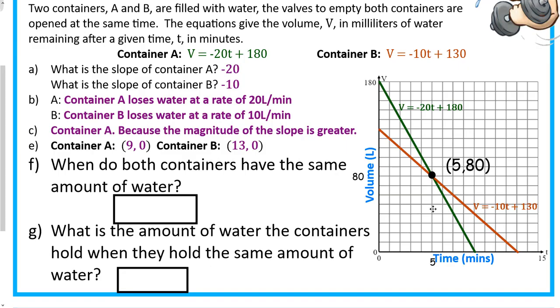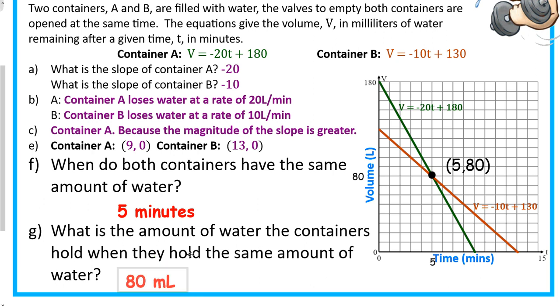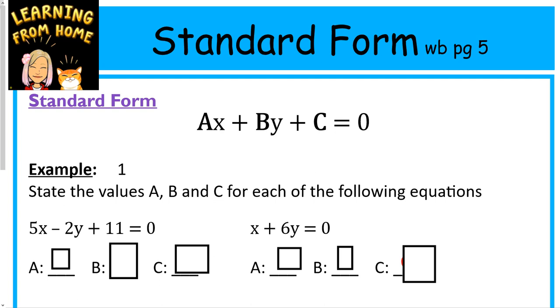All right, when do both containers have the same amount of water? Well, that would be where the lines cross, right? So after 5 minutes, the volume for both of the containers is going to be 80 milliliters. What is the amount of water these containers hold? So I just said that, 80 milliliters. All right, so that was the word problem.